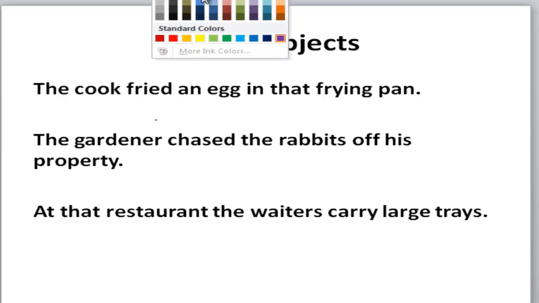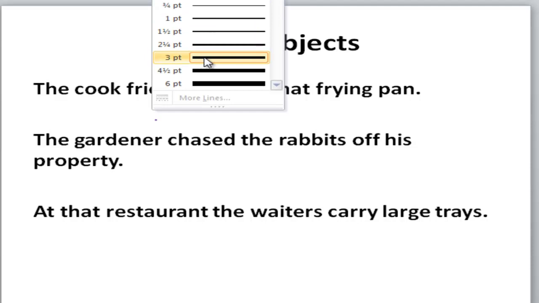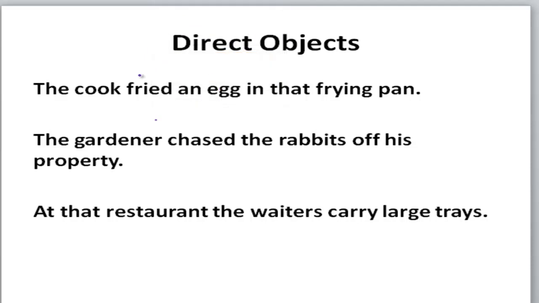Let me go ahead and get my pen ready. The direct objects have to be nouns. The direct objects have to come after an action verb. So we have right here: the cook fried an egg in that frying pan. We want to get rid of prepositional phrases. Here's a preposition, in. There's a noun, and something rather curious right here, the word frying. We think, well, frying can be a verb, but in this case, frying is acting as an adjective describing pan. So we want to go ahead and get rid of that prepositional phrase.